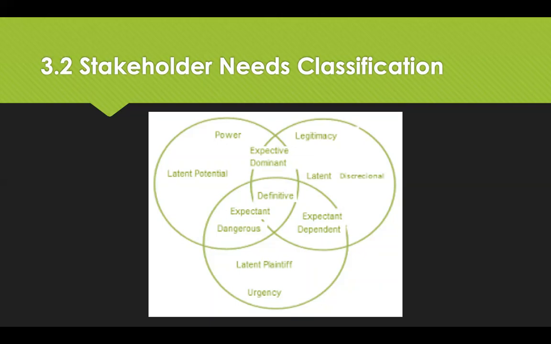There are definitive stakeholders that have all three of these attributes. Expectant ones have two of the attributes, and latent stakeholders only have one.